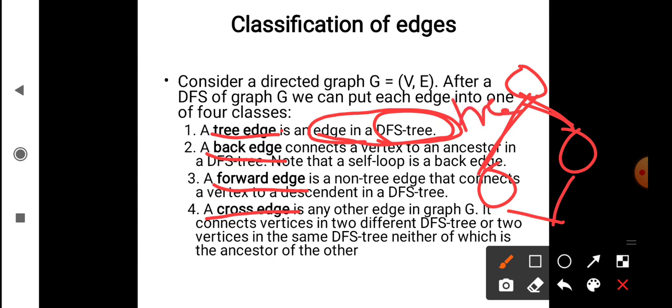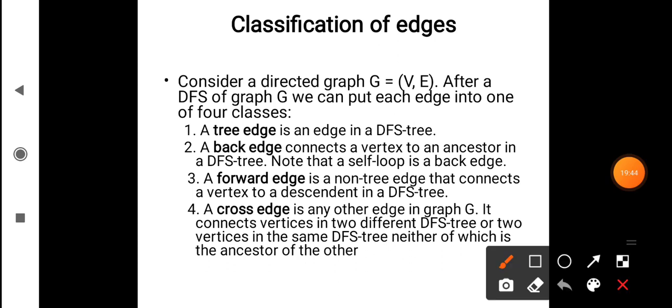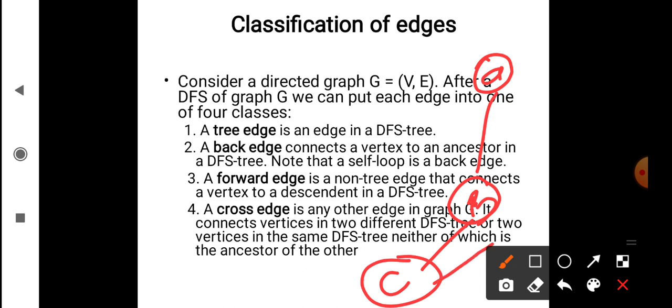Then back edge. A back edge connects a vertex to an ancestor in a DFS tree. If there is a tree from A to B, C, and there is a path back up, connecting to an ancestor, then this is known as a back edge. Note that a self loop is also known as a back edge.